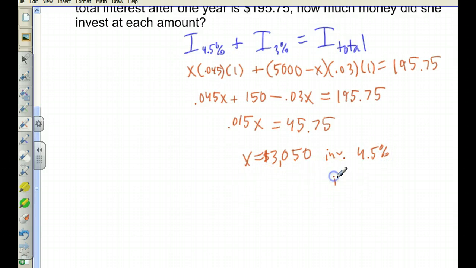Well, how much did I invest at 3%? We know the two of them together is going to equal 5,000, so this one would be 1,950. And you've got it.